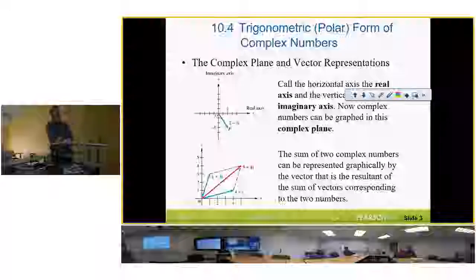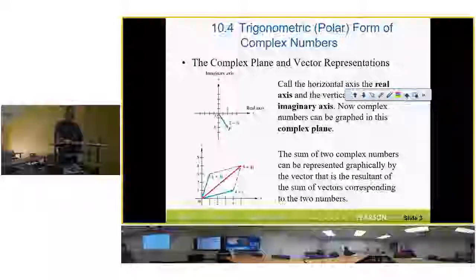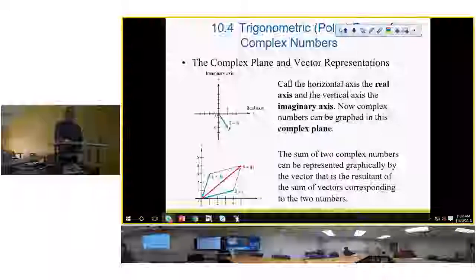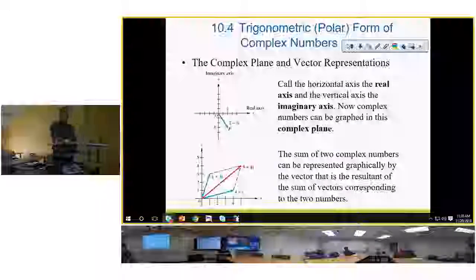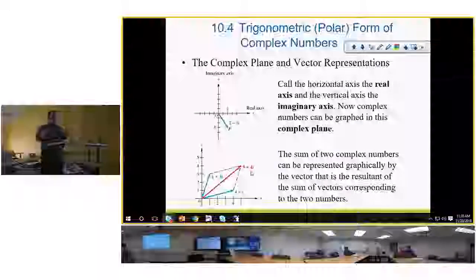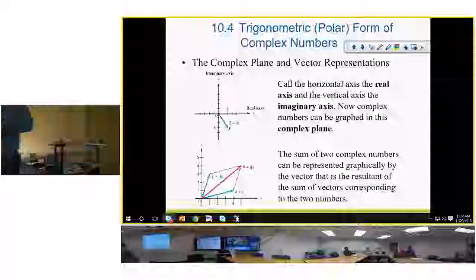Okay. All right, the complex plane. We talked about this before. You don't see a lot of this in two dimensions, because what they're doing is warming you up for 3 dimensions. They're getting you ready for 3 dimensions, okay?